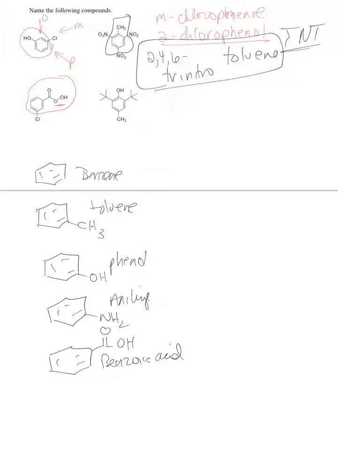Okay, this group here, see how you have this oxygen, that's perbenzoic acid. That's your ortho, that's your meta. So this is meta, which you can just write M, dash chloro, perbenzoic acid.